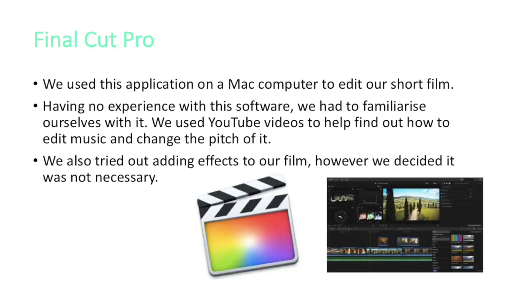Final Cut Pro is a software on the Mac computers which we had access to at school, and we used this software to edit our short film. Having had no experience with Final Cut Pro, my partner Kate and I had to familiarise ourselves with it. We chose to watch YouTube videos and tutorials to help us with areas we didn't understand, like having to change the pitch of music and edit the music slightly so that it wasn't copyrighted from YouTube. We also tried out adding effects to our film, however we decided that it wasn't necessary and it didn't really make much of a difference.